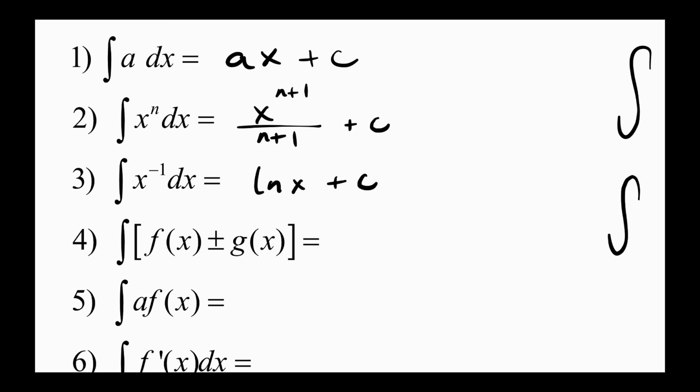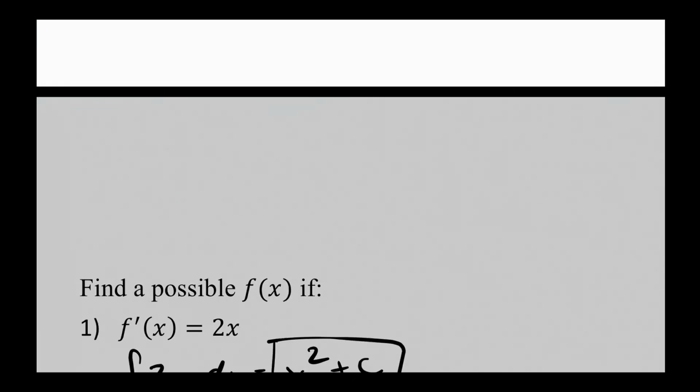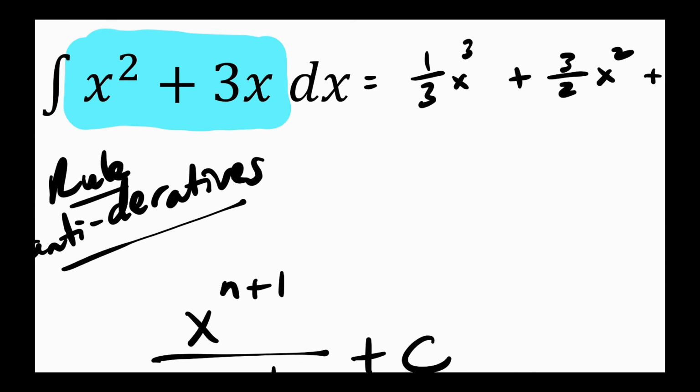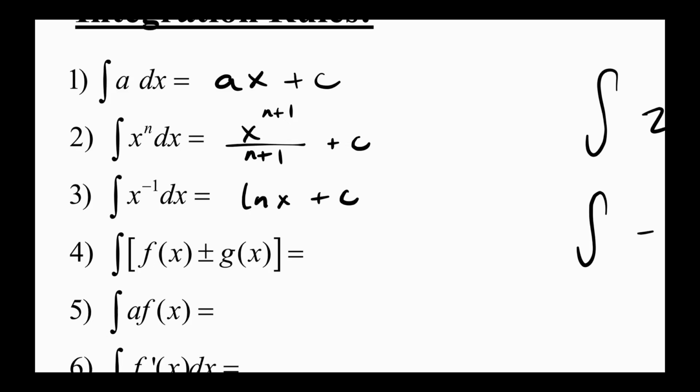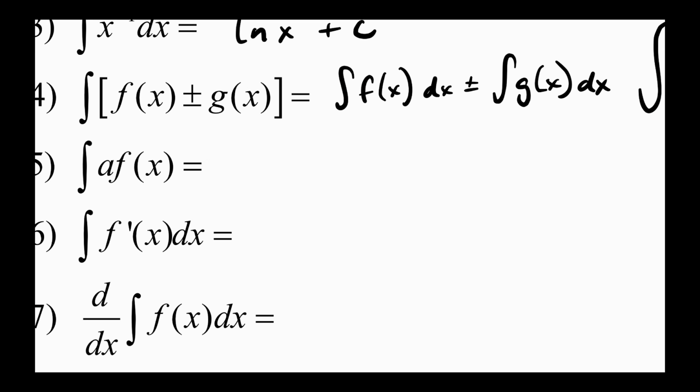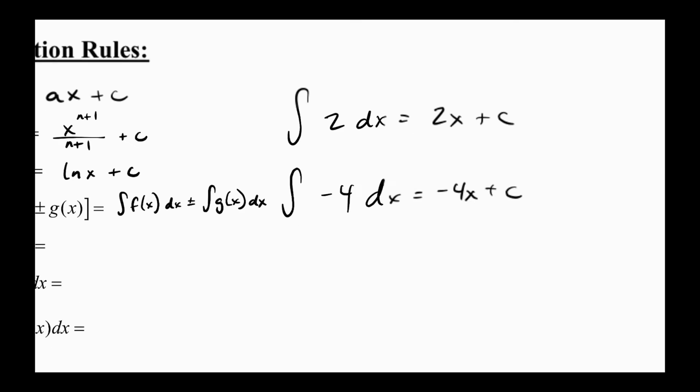So if I have two things adding or subtracting each other, kind of like how we did on the first one. This one right here. Something plus something, something minus something, right? We just found the antiderivative of one and the antiderivative of the other. That's all we did. So you just find the antiderivative of one and add or subtract it with the antiderivative of the other. It sounds more complicated than it needs to be.